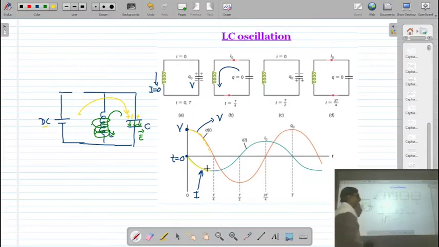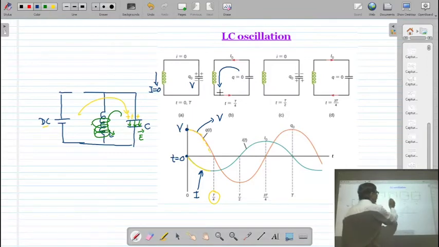Value of the current goes on increasing. So you can say now the energy is transferred from the electric field to the magnetic field. Now at the time t is equal to T by 4, remember, at the time t is equal to T by 4, what will happen? Your capacitor is going to be fully discharged.